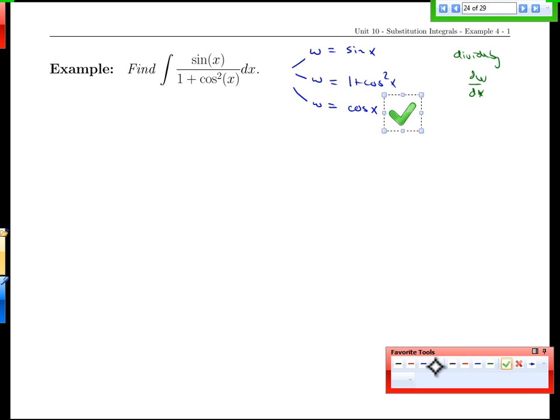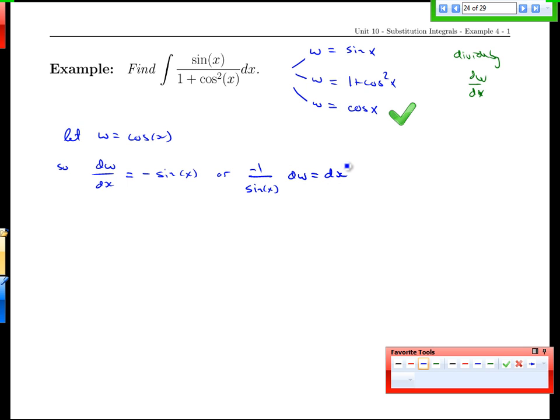So that kind of logic is how I would at least try to get a first guess. It might not always be right, but it'll be a good first guess as to what an effective substitution is. With that chain of logic in mind, let's let w equal cos of x. As soon as we do that, we know that its derivative is negative sine of x, or rearranging this, we have negative 1 over sine x dw equals dx. So we've got our dx replacement and we've got our cosine replaced.